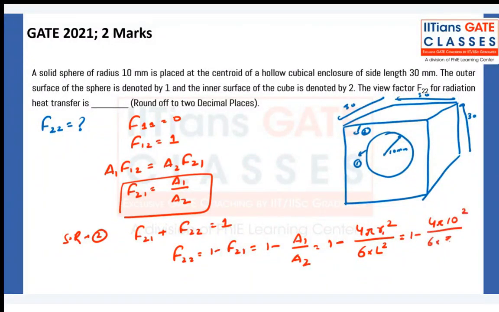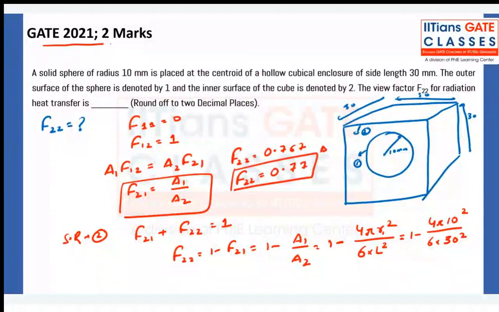And the answer that Sai, Sean, and Sahil have already gotten is F22 is equal to 0.767, or 0.77, since they are asking up to 2 decimal places. This is the answer. This is a GATE 2021 2-mark question.